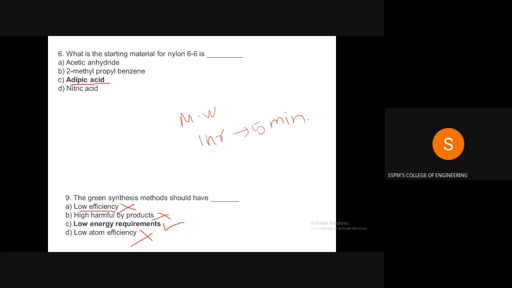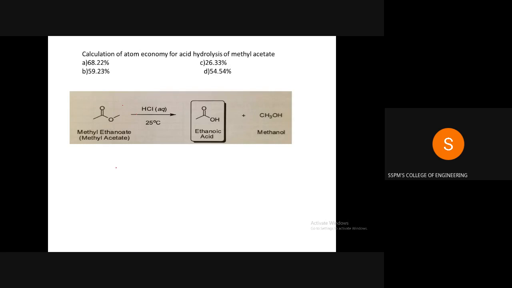Calculate the atom economy for the acid hydrolysis of methyl acetate. Now you have to calculate the atom economy here. So how can you calculate the atom economy? Atom economy is equal to the molecular weight of the desired product divided by the molecular weight of all reactants.